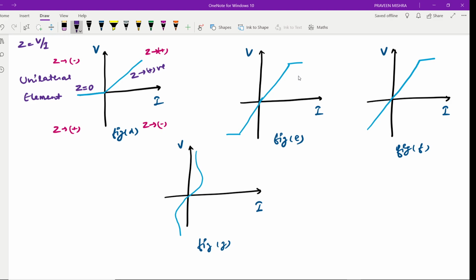And here in this case, Z equals 0, Z is positive. Here also Z is positive. And here Z is not 0, Z is something constant. So it is offering the same characteristic in all directions. That's why it will be a characteristic of a bilateral element.